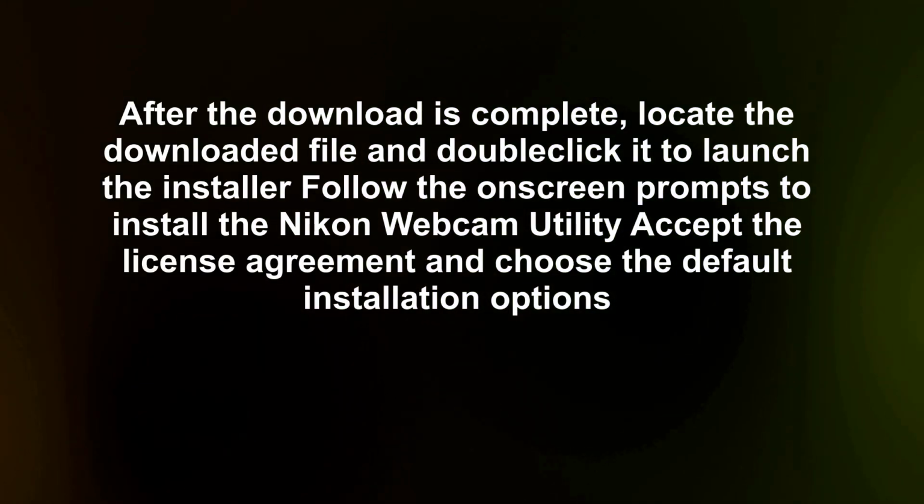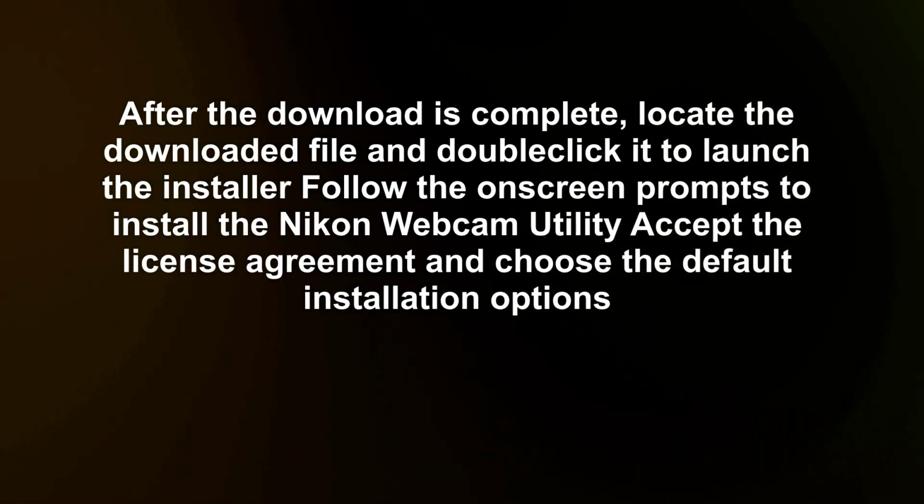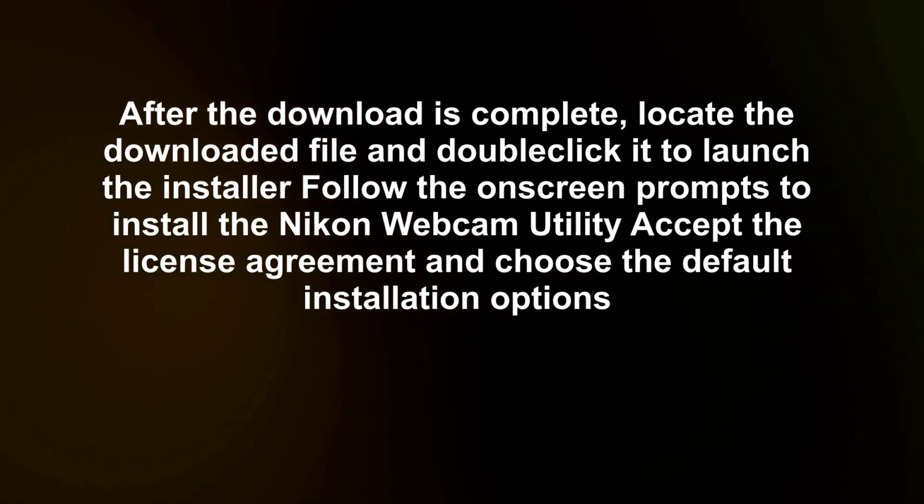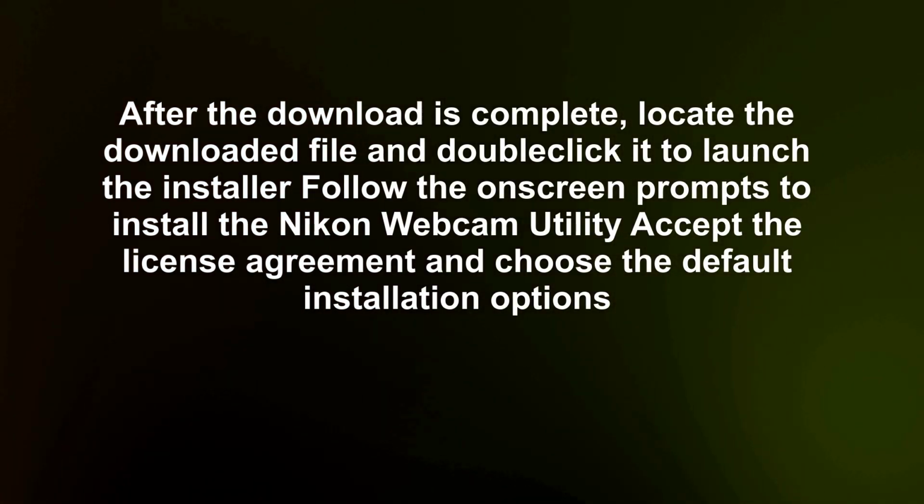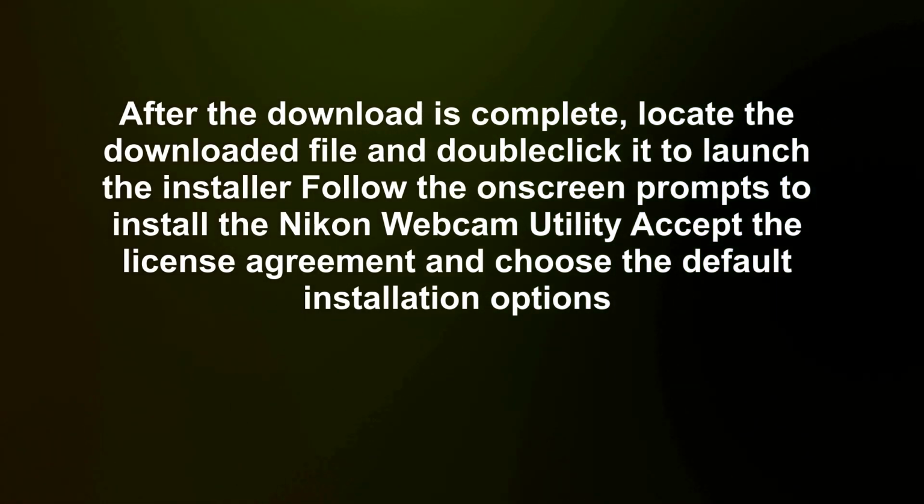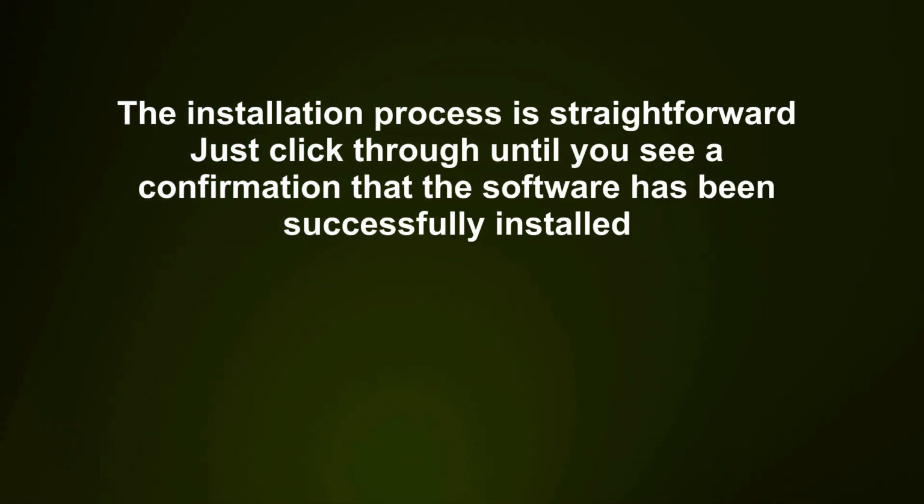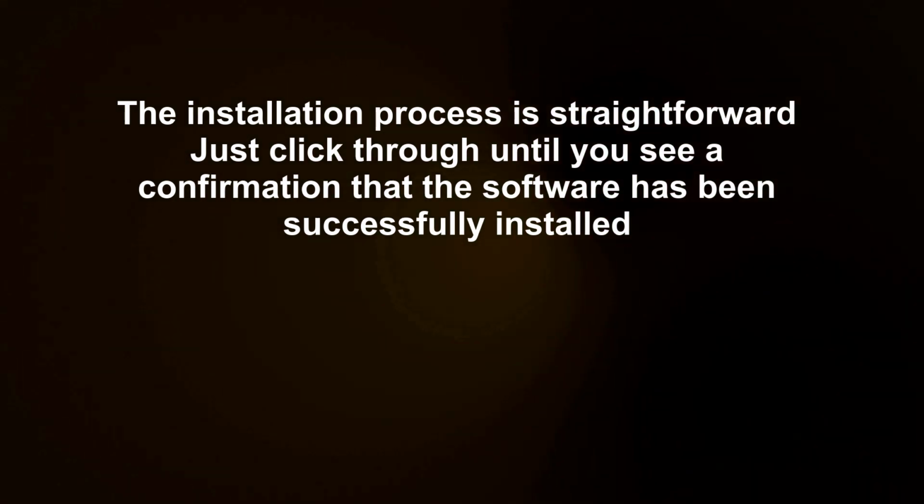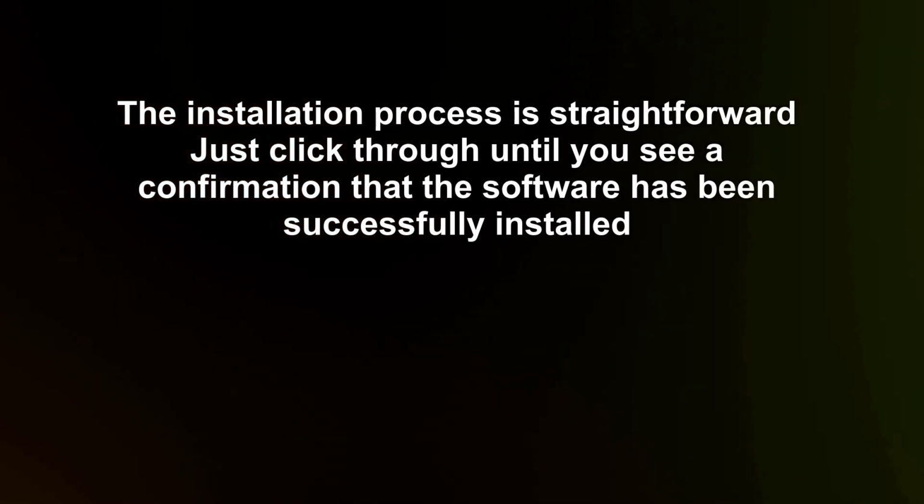After the download is complete, locate the downloaded file and double-click it to launch the installer. Follow the on-screen prompts to install the Nikon Webcam Utility. Accept the license agreement and choose the default installation options. The installation process is straightforward. Just click through until you see a confirmation that the software has been successfully installed.